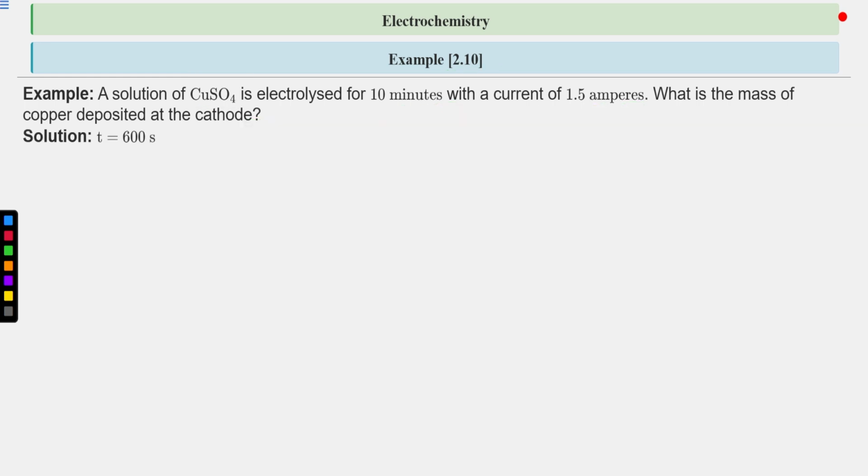So let's try to solve it. First of all, we will see what is given. The given amount is the time for which the current is passing, for which the electrolysis is happening, which is 600 seconds. How is it?